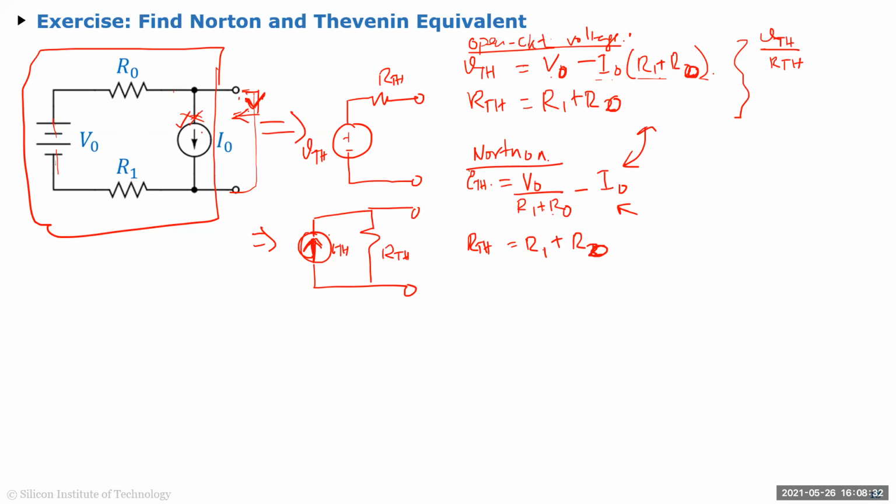Abhinab: RTH is R0 R1, VTH is I naught times R1 plus R2 plus V naught. Actually, it should be negative because the current is in the reverse direction. Yeah, some of you got lazy, just wrote RTH, nothing else.